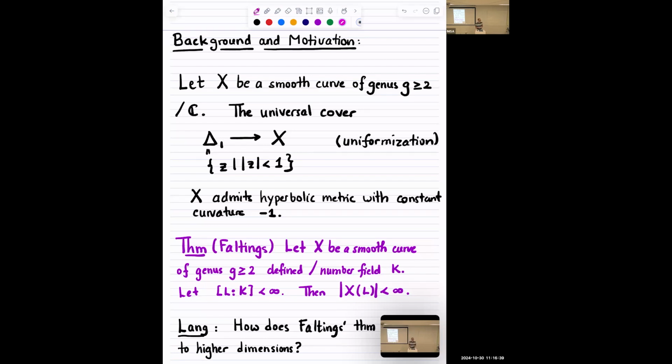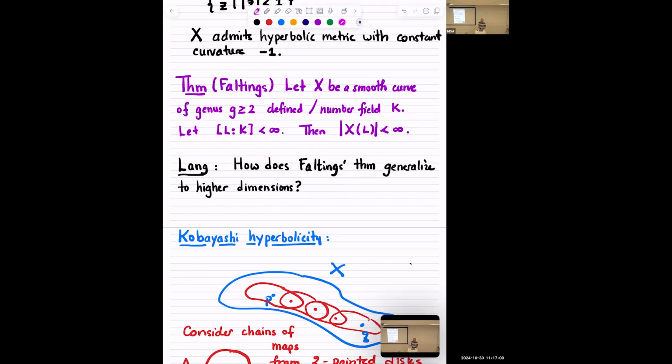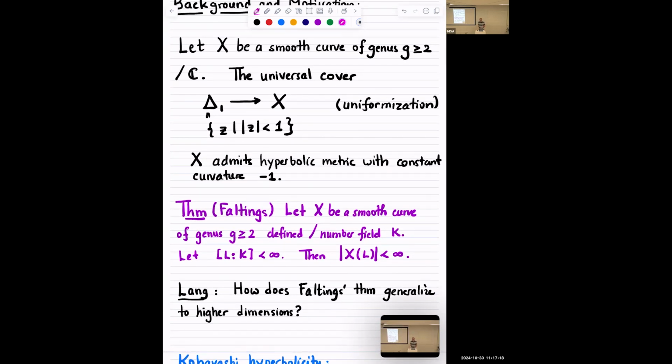For instance, if you have a higher genus curve defined over the rational numbers, there are only finitely many rational points on that curve. And naturally the question arises: how do you extend this fantastic theorem to higher dimensions? Lang naturally asked this question: what properties of curves should we take such that we can hope to extend this theorem in number theory to higher dimensional varieties? And Lang isolated the property of having a hyperbolic metric.